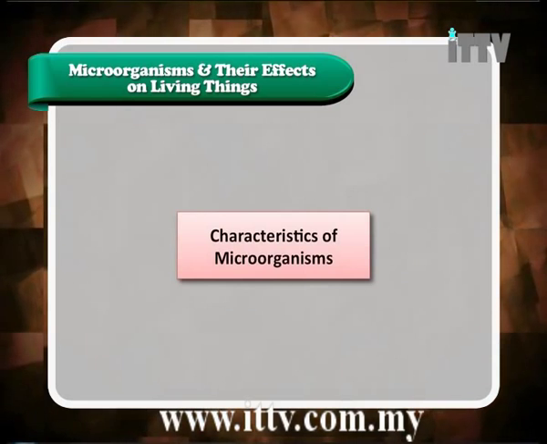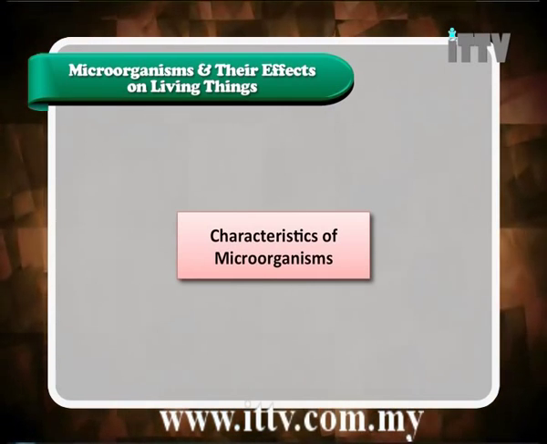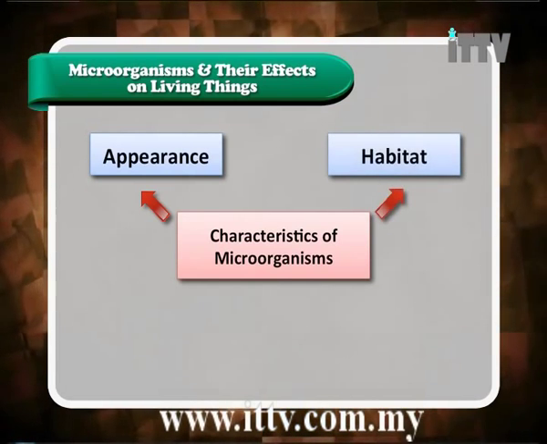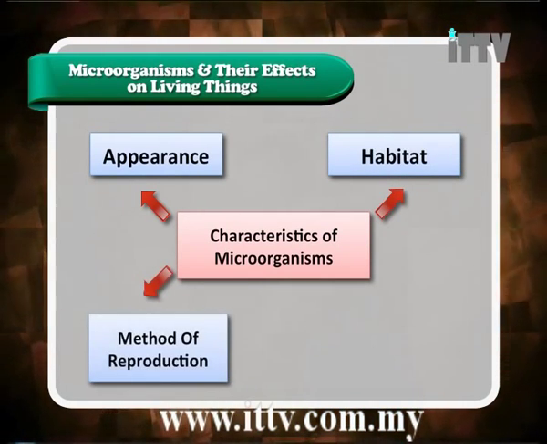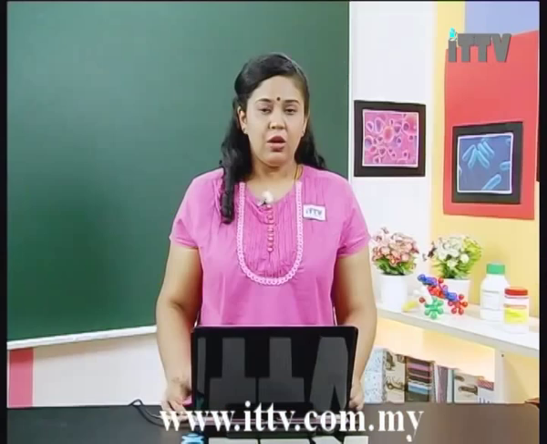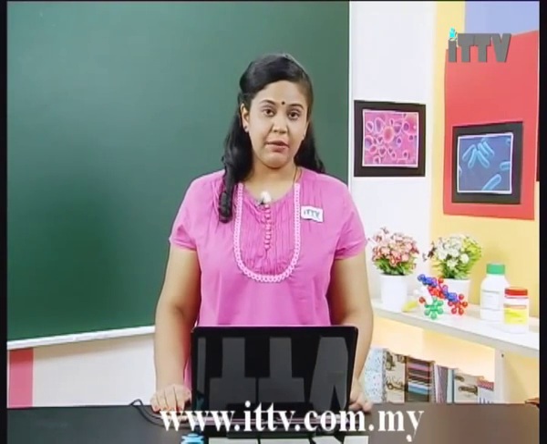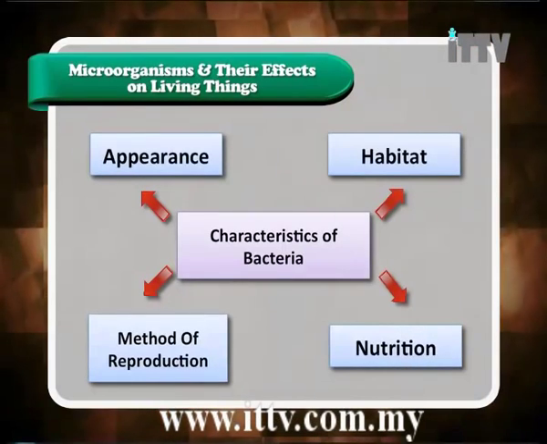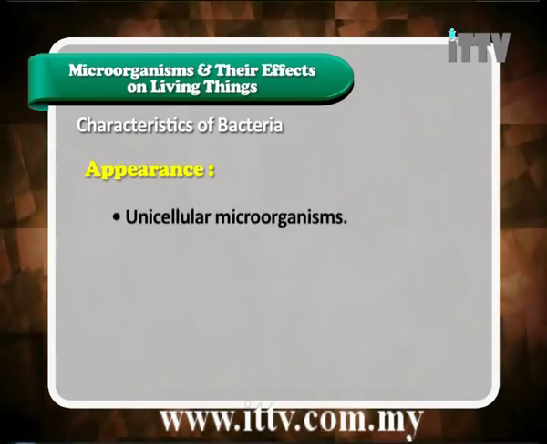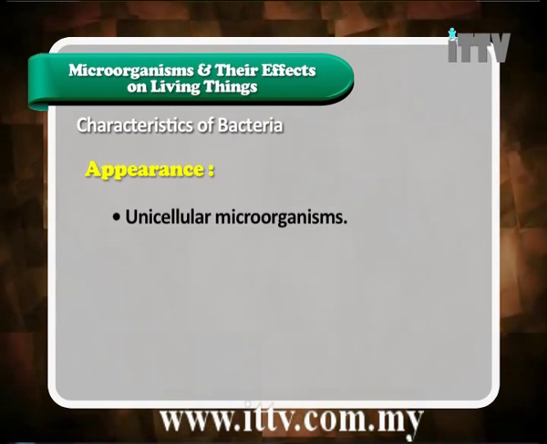Microorganisms are grouped based on the following criteria. 1. Appearances. 2. Habitat. 3. Method of reproduction. And 4. Nutrition. So let's start today's lesson by learning bacteria. Characteristics of bacteria. Bacteria are unicellular microorganisms.